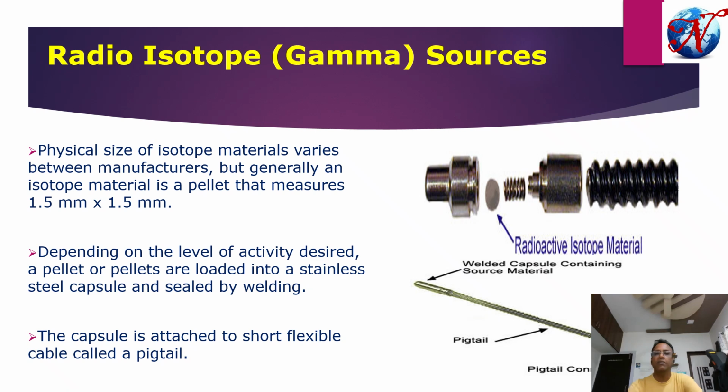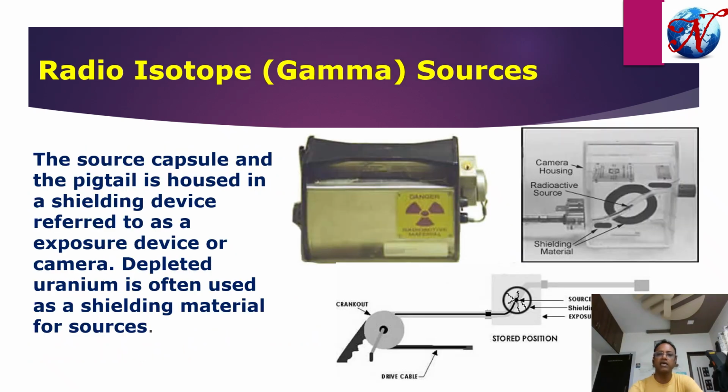All these are put into a capsule, and then it is welded, and all kinds of mechanical testing activities are done. Further, it will be attached with a pigtail, and that pigtail is normally inserted into a shielding container known as the radiographic camera or radiographic device. So in the radiographic device, this radioactive element, in the form of capsule and pigtail formation, is stored when we are not using it.